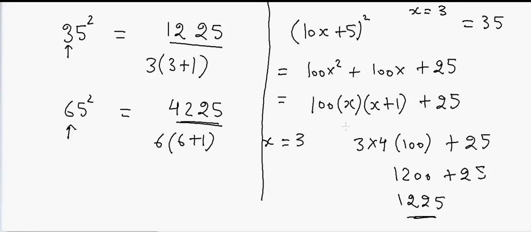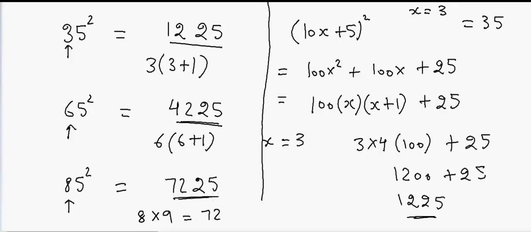So basically we are adding 1 to the first digit, multiplying it with the first digit, multiplying by 100, and then adding 25 in the end. So another example, if I have 85 square and I want to do a square, that will be equal to 25, and we'll do 8 into 9, that's equal to 72. So the answer is 7225. So this is how this trick works.